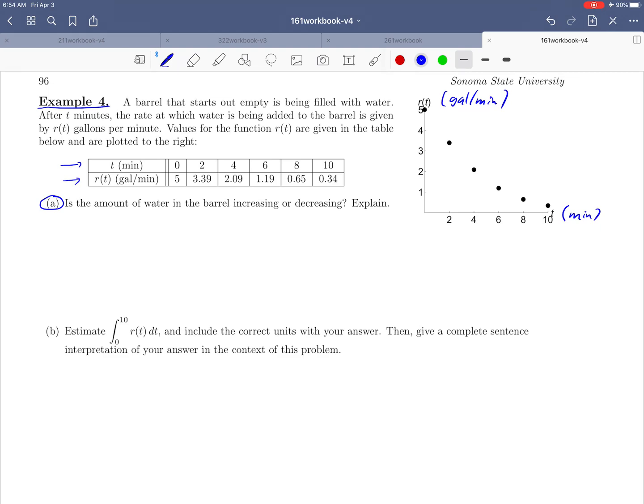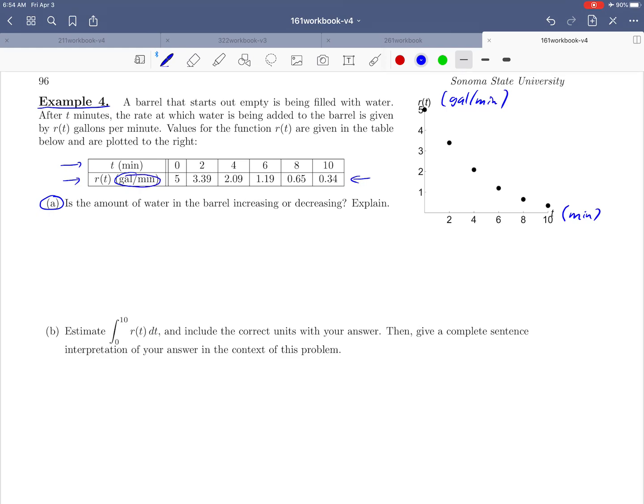Welcome back. So hopefully you came up with a conjecture for part A here as to whether the amount of water in the barrel is increasing or decreasing. It's very tempting to look at this and say the amount of water is decreasing because as you look at the second row, those numbers are getting smaller. But does that really mean that the amount of water is decreasing? It actually doesn't because of the units here.